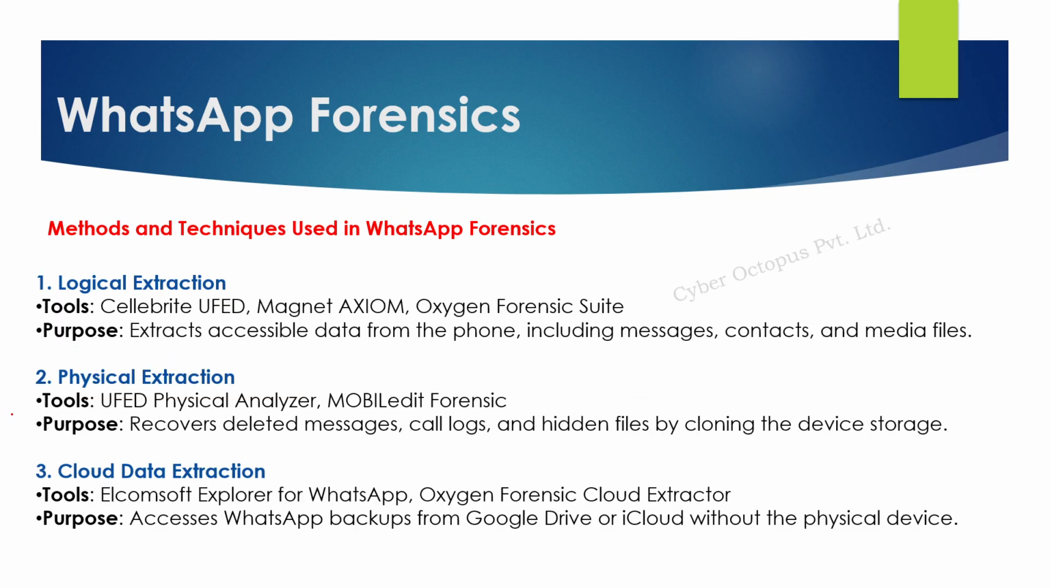The methods and techniques used in WhatsApp forensics are basically three: logical extraction, physical extraction, and cloud data extraction. In logical extraction, the tools used are Cellebrite UFED, Magnet, and Oxygen Forensics. The purpose is to extract accessible data from the phone, including messages, contacts, and media files. For physical extraction, UFED Physical Analyzer and mobile forensic tools are used to recover deleted messages, call logs, and hidden files by cloning the device storage.